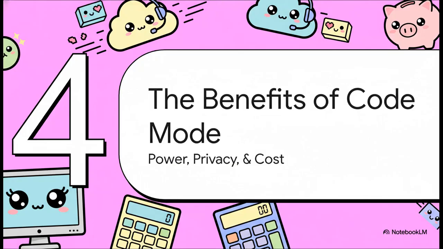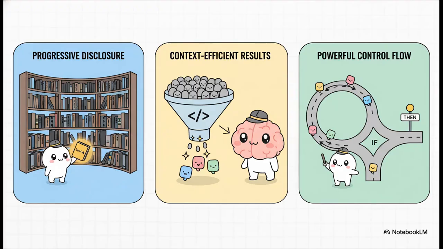But okay, saving a ton of money and time is awesome, but the benefits here go way beyond just that. This new approach really upgrades what an AI agent can even do in the first place. Okay, first off, with progressive disclosure, the agent only loads the exact tool it needs right when it needs it. Super efficient. Second, it can sift through huge amounts of data on its own and only pass the important, summarized bits back to its brain. And finally, it gets the power of real programming logic. Using things like loops and if-then conditions.